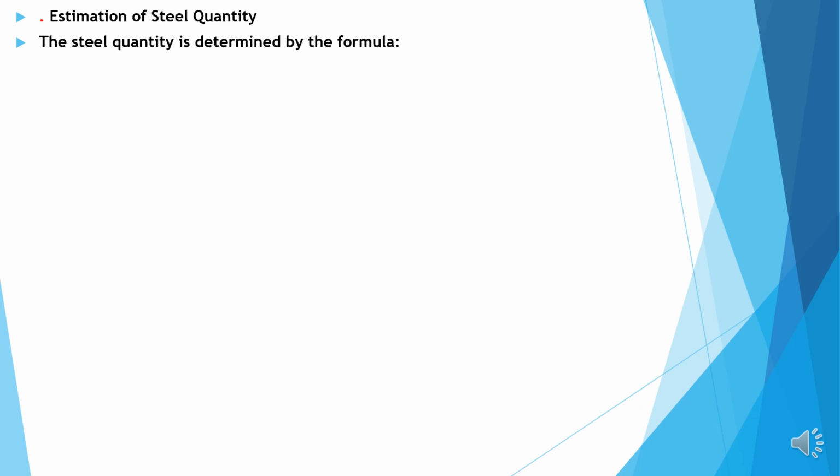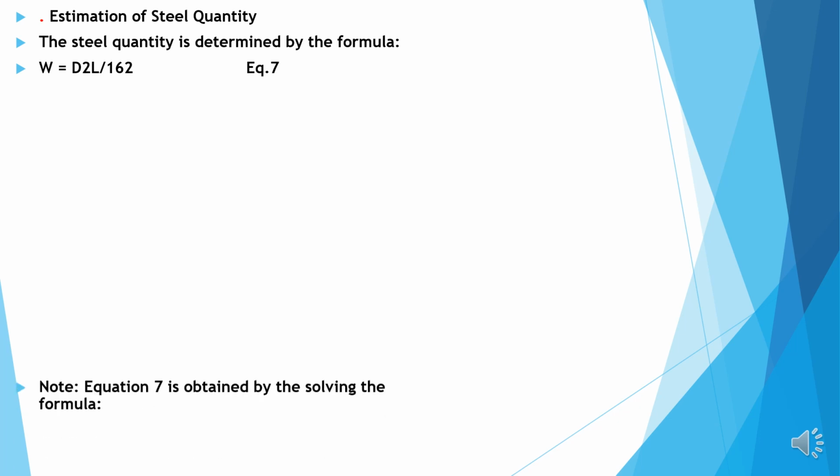The steel quantity is determined by the following formula. Weight is equal to D square into length divided by 162. That means D is the diameter of the bar, the diameter squared into length, that is for 1 meter, divided by 162 will give you the kg per running meter. This I am calling equation 7.